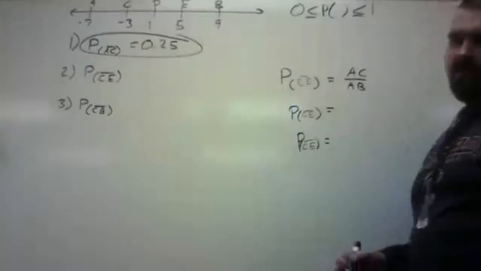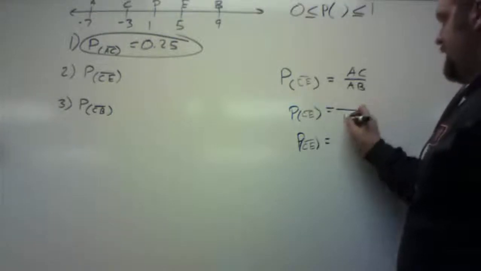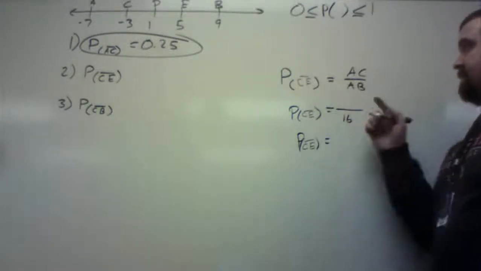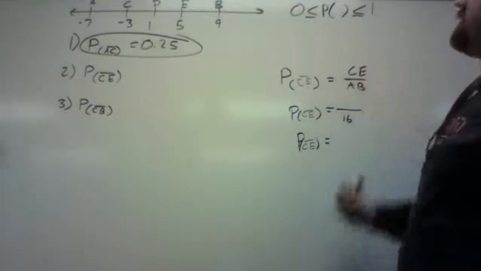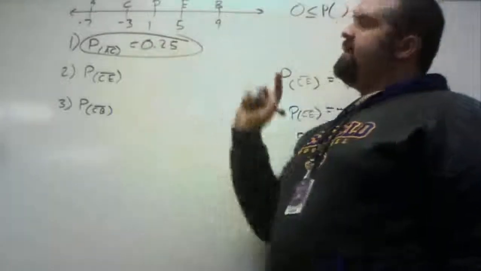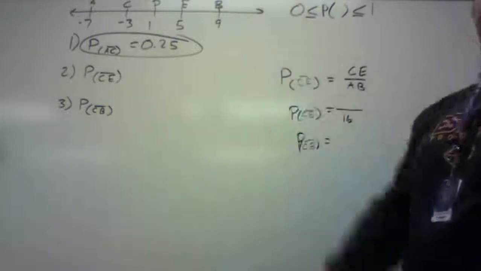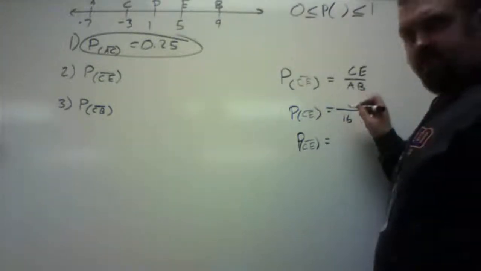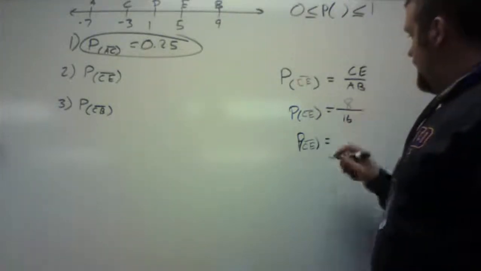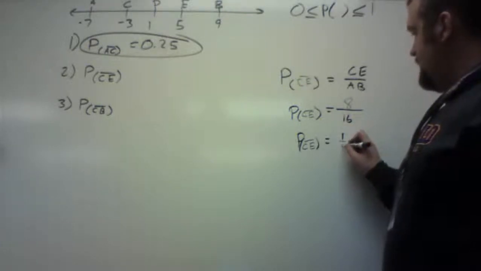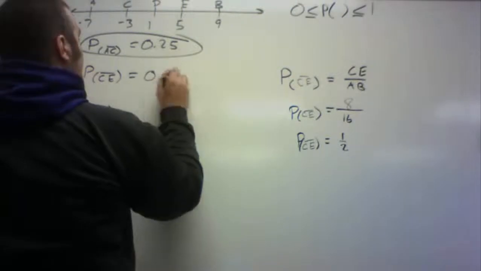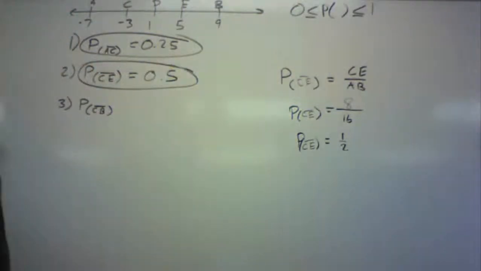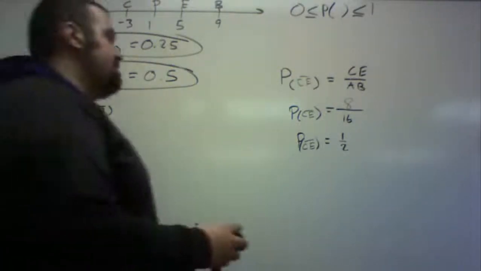Now, the length of segment AB hasn't changed. It's still 16. So I know the bottom's still 16. But now I'm looking at the length of segment CE. So segment CE is from negative 3 to 5. So 5 minus negative 3, 5 plus 3 is 8. 8 divided by 16 is 1/2, or this has a probability of 0.5. It's just as likely to happen as it is not to happen.